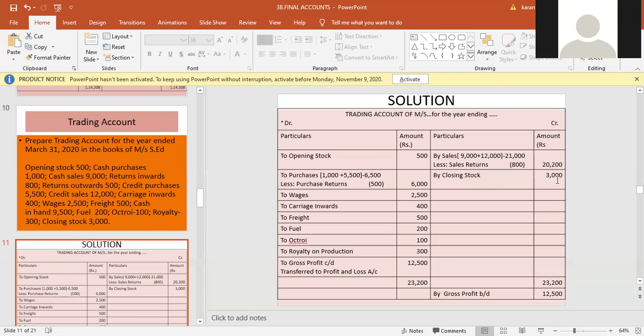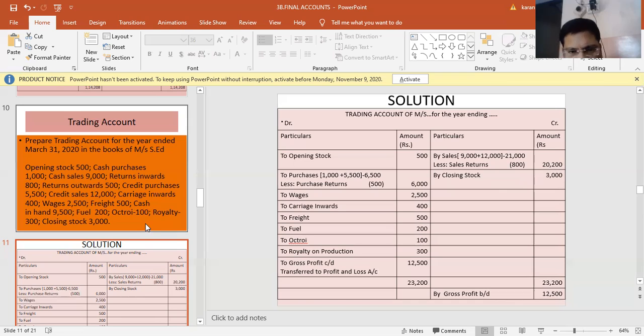Sir, what does octroi mean? Octroi, I told that it means custom duty, a type of duty it is. When you import the goods, it's a duty, it's a purchasing expense, it's a direct expense. Then closing stock that we have written, given over here, closing stock 3,000.